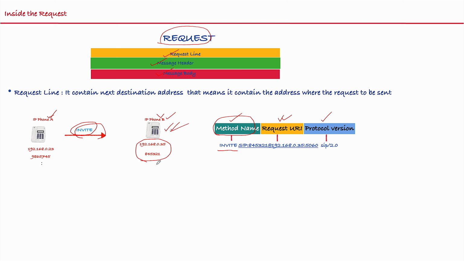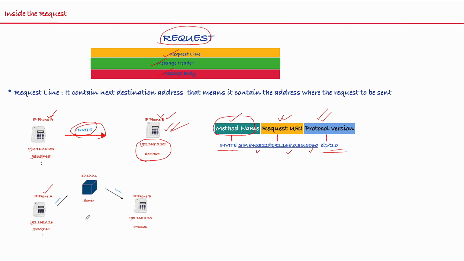The format of the request URI is like SIP, number, @IP address, then port number. The default SIP port number is 5060. Then the protocol version. The default SIP protocol version is 2.0. We can write SIP/2.0.